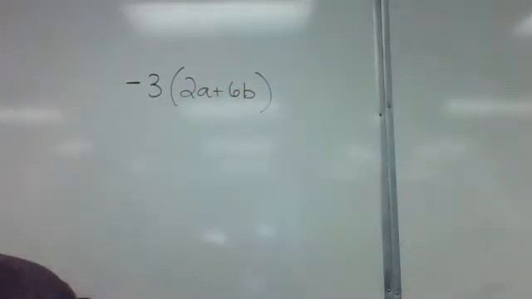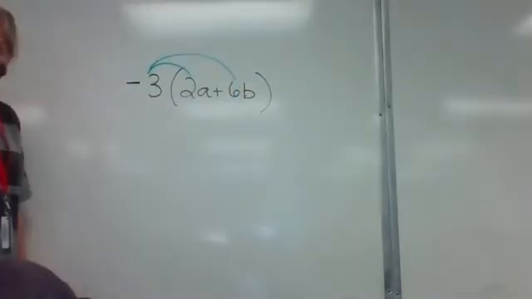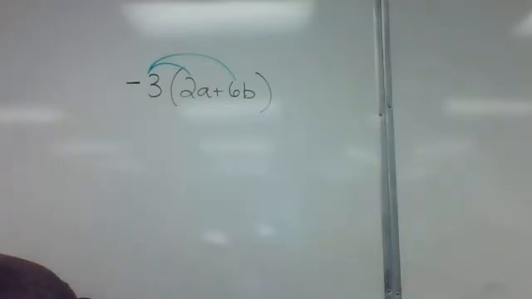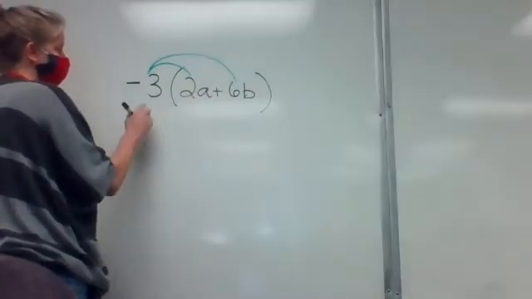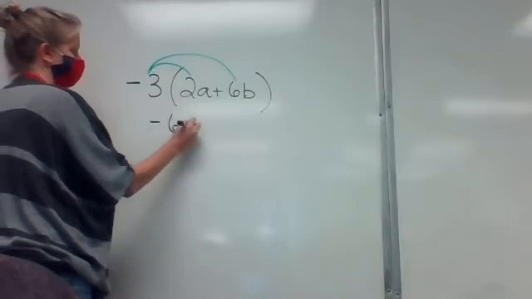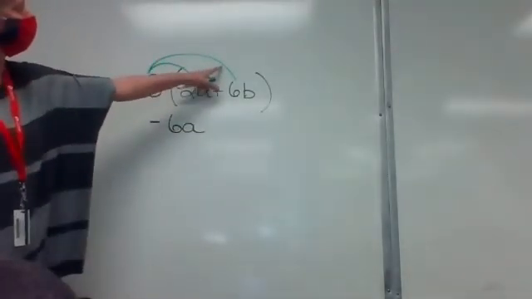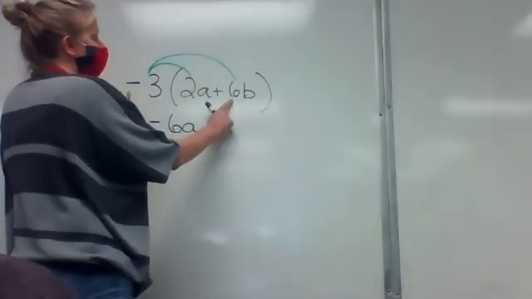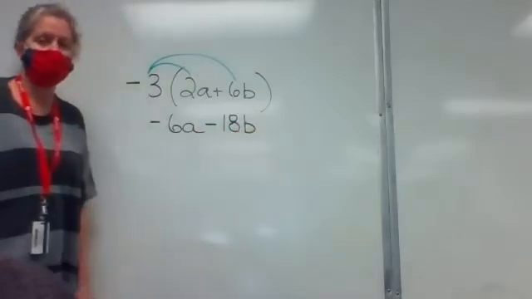So again, we're going to distribute, which means multiply everything inside the parentheses by what is bumping up against it, which is a -3. -3 times 2a. So -3 times 2 gives me -6a. So now I'm multiplying the -3 times the positive 6b. -3 times positive 6 gives me -18b.